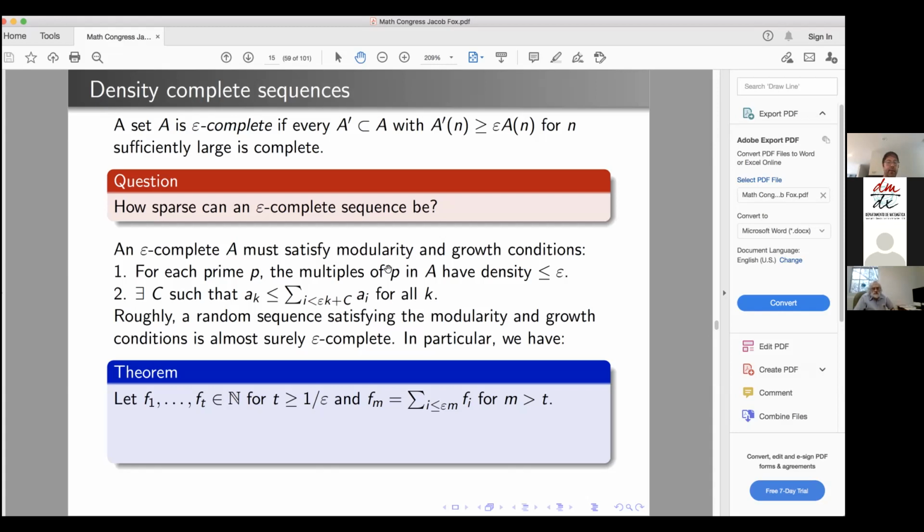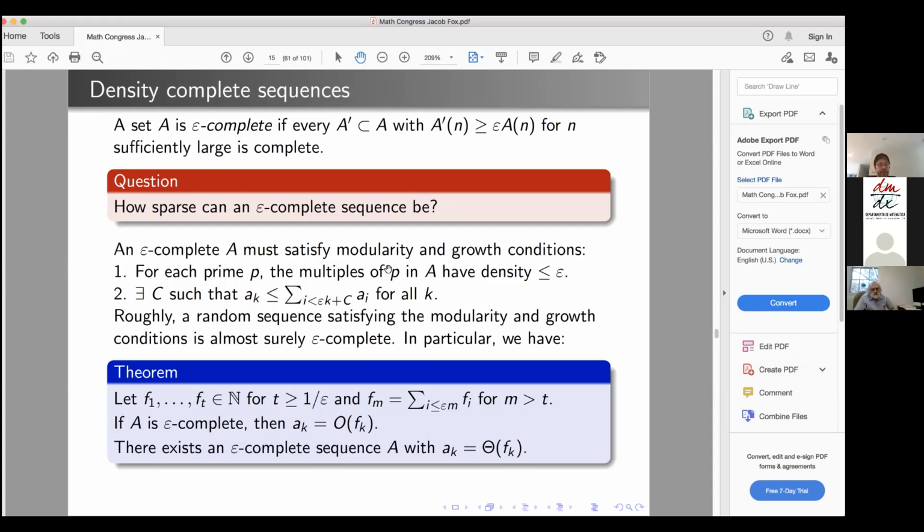And what we show is actually, if you take a random sequence satisfying the modularity and growth conditions that are necessary, then it's almost surely epsilon complete. And in particular, there's a theorem that characterizes how sparse an epsilon complete sequence can be. There's some sequence where F_m is the sum of the F_i's, where i is at most epsilon m, and if A is epsilon complete, then a_k has to grow at most some constant times F_k. The constant can depend on the sequence A itself. And then there's an epsilon complete sequence A that grows as quickly as these F_k.